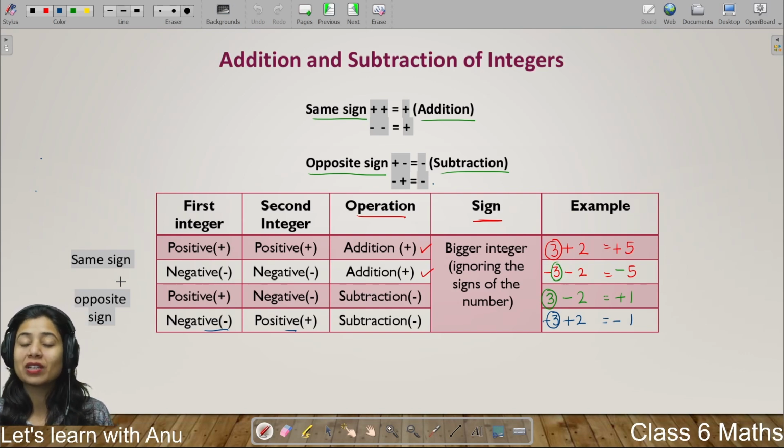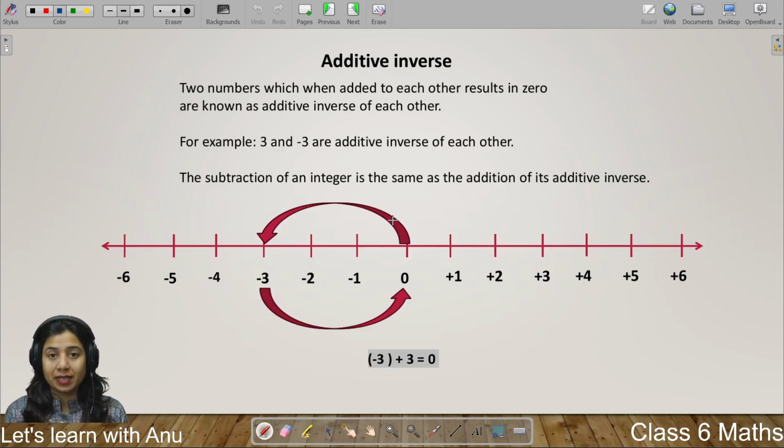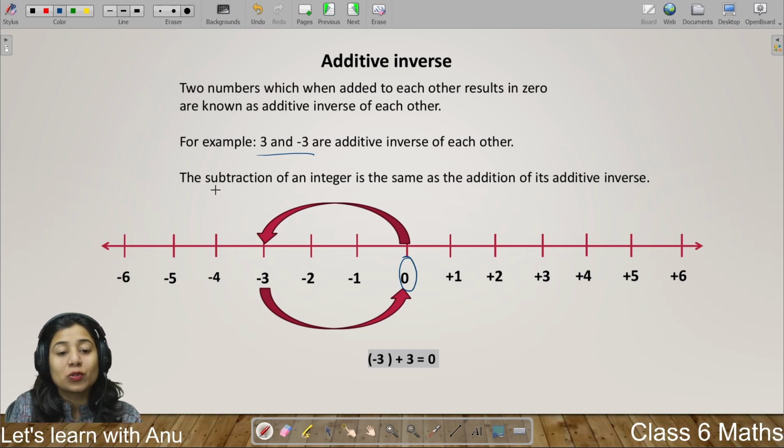Now moving ahead to the last topic, additive inverse. Additive inverse is when we add two same numbers with opposite sign. So this resultant sum is 0. For example, 3 and minus 3 are additive inverses of each other. When we add them, the answer is 0. For example, firstly we go to minus 3, and then if we add 3, the answer comes out to be 0. So the subtraction of an integer is the same as addition of its additive inverse. I hope everyone is clear.